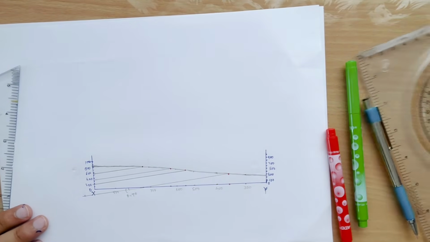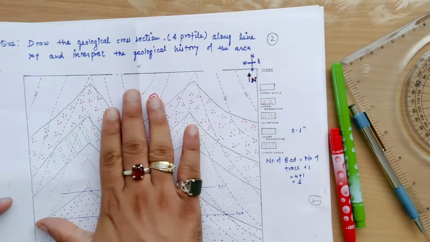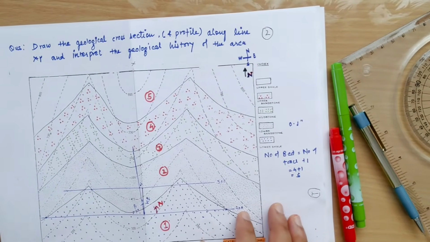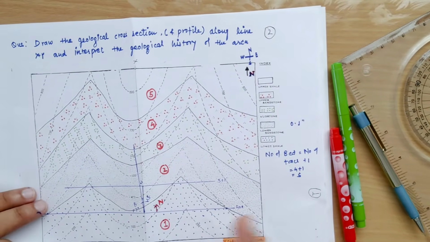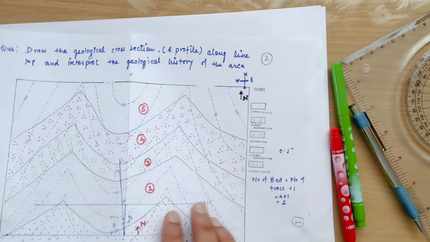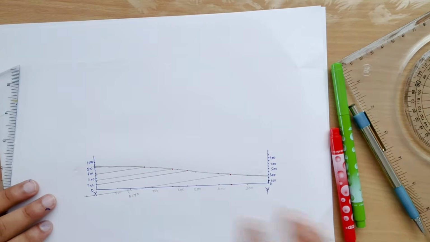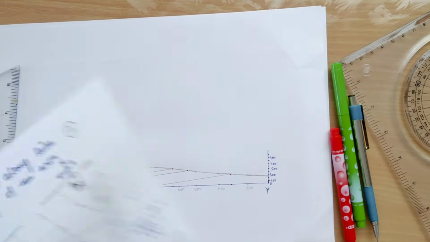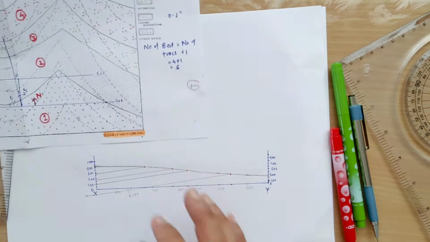This is the surface data. The map is in fact the bird's eye view of the area, and we have to draw the cross section, that is how these beds are present in the ground. So these beds are present like this. Now we have drawn the cross section of this particular area.